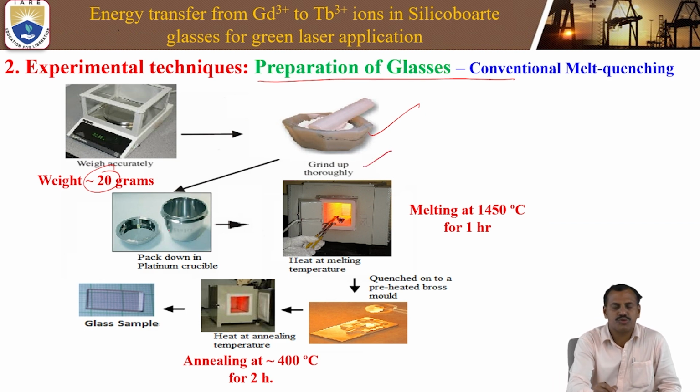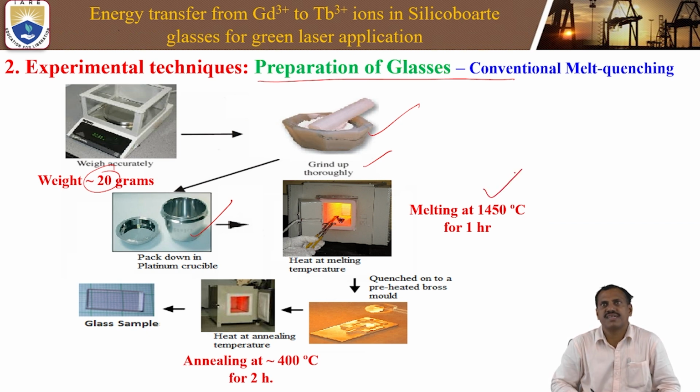After taking the fine powder, put it into the platinum crucible and cover with the platinum lid. Then after filling the chemicals in the platinum crucible, we keep it in the electrical furnace at a temperature of 1450 degrees centigrade for a duration of 1 hour. After melting, we pour the glass composition into a preheated brass mold, annealed at a temperature of 400 degrees centigrade for 2 hours.